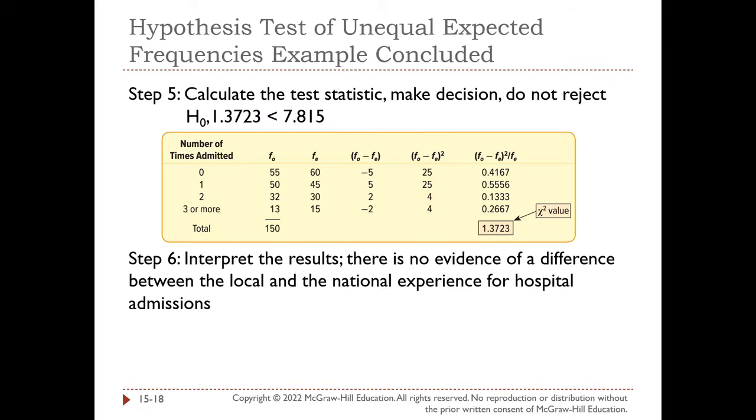Next, we're going to interpret the results. So, using the same formula, this is why we would put it all in Excel and let Excel do its thing. We're going to have the observed minus the expected. Then we're going to square it. Then we're going to divide it by the expected and find the total. So 1.3723 is less than 7.815, so we do not reject. So the result is there is no evidence of a difference between the local and national experience for the hospital administration.